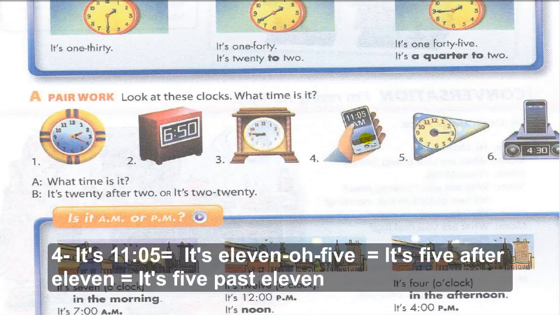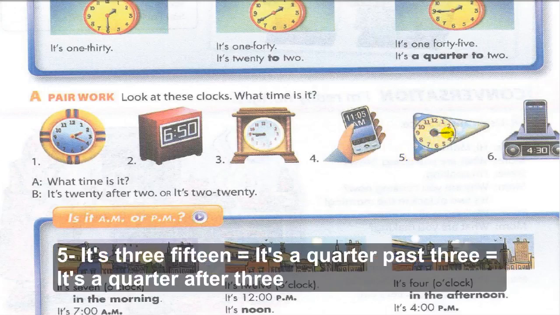What time is it? It's 11:05. It's 5 after 11. Number 5, what time is it? It's 3:15. It's a quarter after 3. It's a quarter past 3.